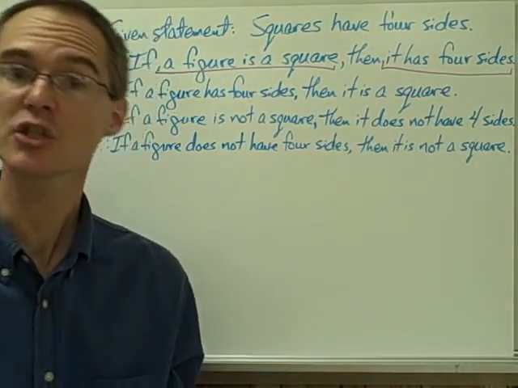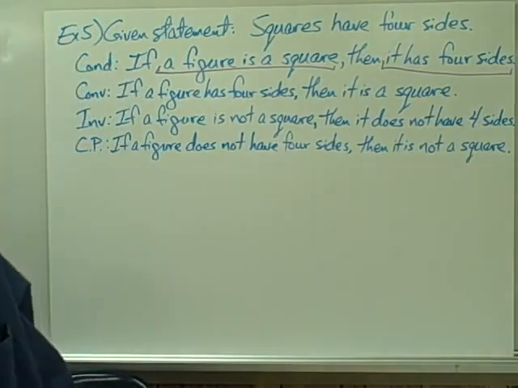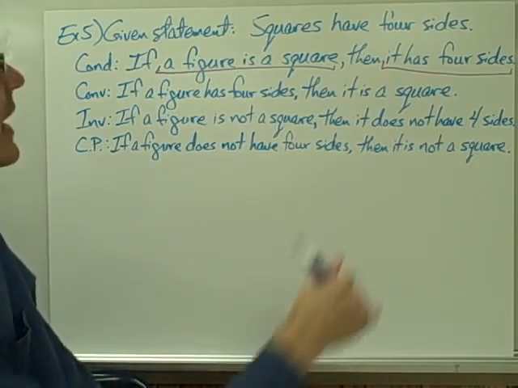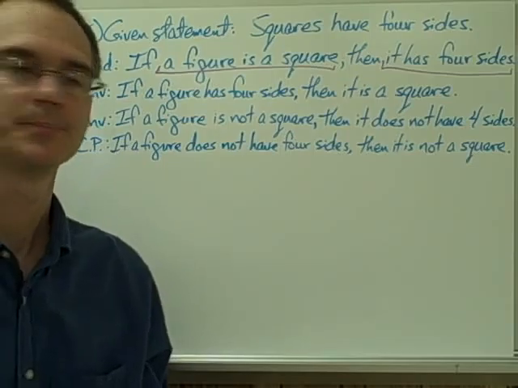Now from this conditional statement, I can create my converse, inverse, and contrapositive. First I create my converse. I just swap my hypothesis and conclusion and write: if a figure has 4 sides, then it is a square.